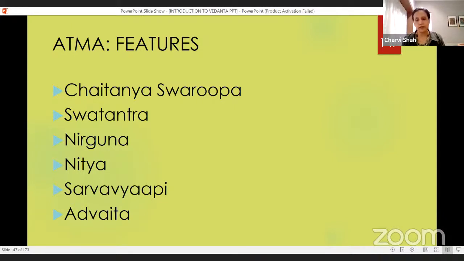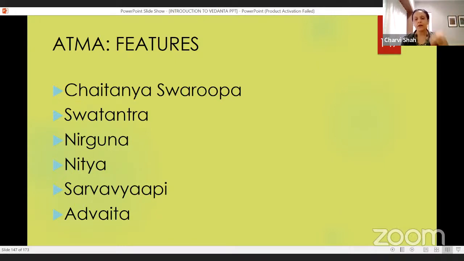Then Atma is Swatantra. We said Atma is independent, although very closely associated, yet independent of the body. Then Atma is Nirguna. It does not have any attributes. We said it does not have any property. All the properties belong to the body. Atma is Nirguna, attributeless. Then it is Nitya. Nitya means eternal. It exists in the past, in the present, as well as in the future. Then Atma is Sarva-Vyapi. It is all-pervading.